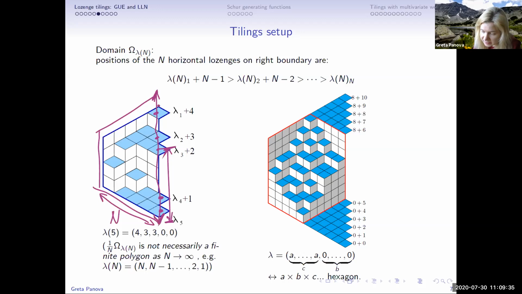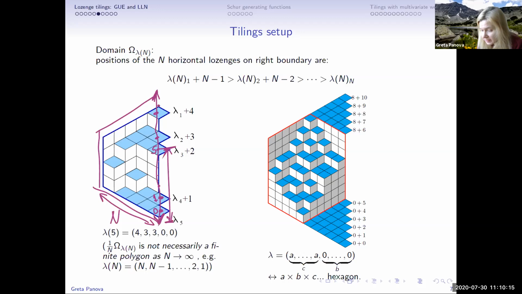So in this example, the heights are going to be 0, 1. This is not a lozenge. So 1, 2, 3, 4. So here we're going to have 5 and so on. And because these are increasing numbers, we can subtract 0, 1, 2, 3, 4 from them, and the resulting sequence of lambdas is going to be a partition, an integer partition, our favorite object.